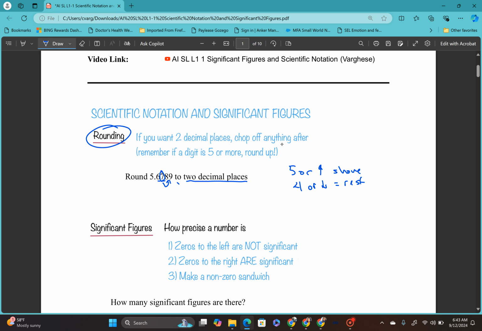Okay. So since that 8 is 5 or above, that means that this 7 is going to go up 1. So that's going to go to 8. Everything to the left of it stays. So it's going to be 5.6. And then everything to the right of what we just rounded to drops. Okay. So 5.68 is our answer. And hopefully that is a review.